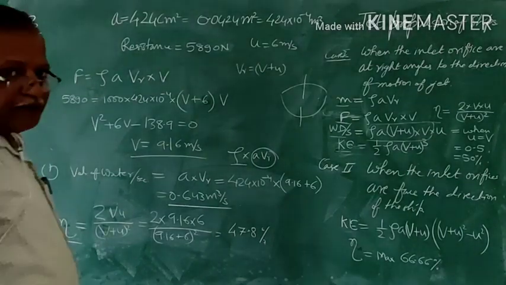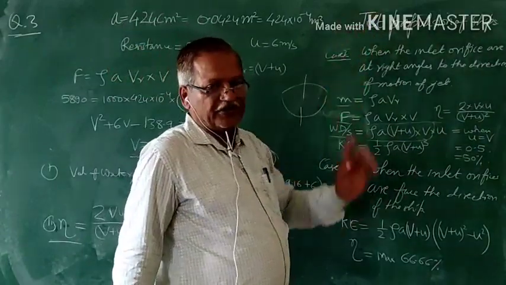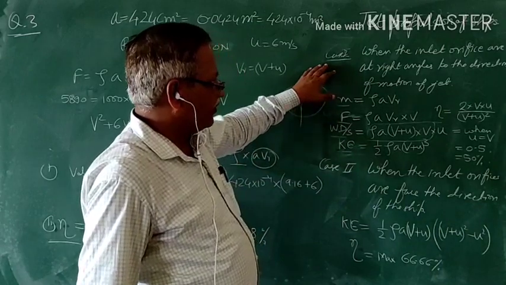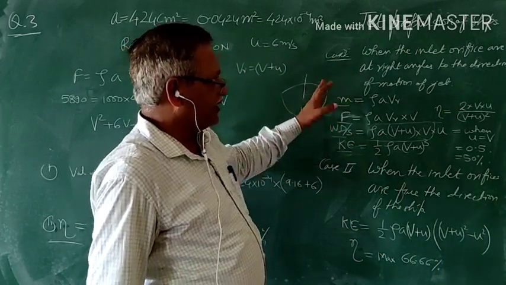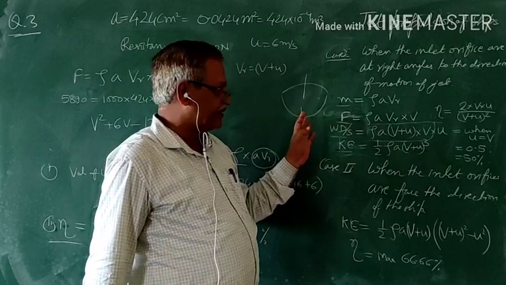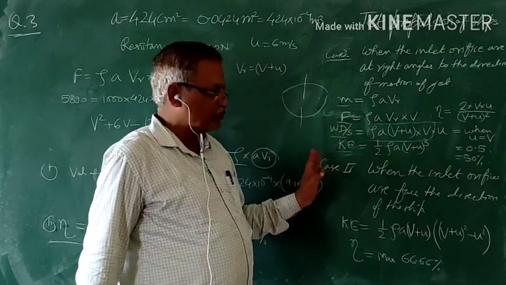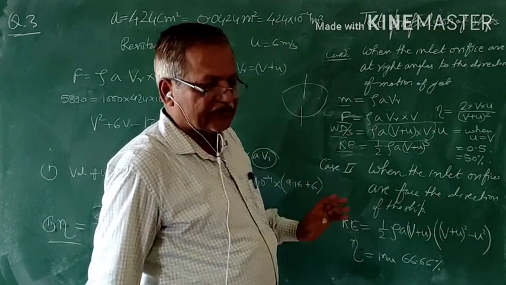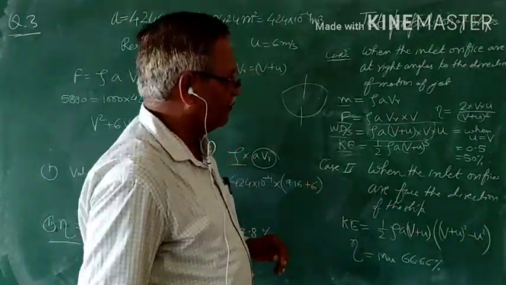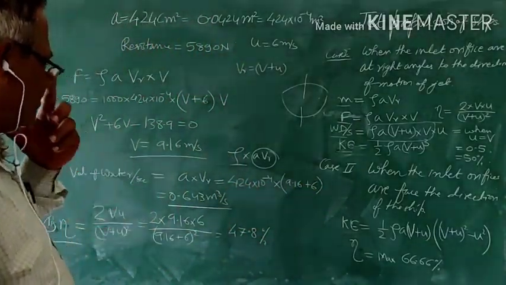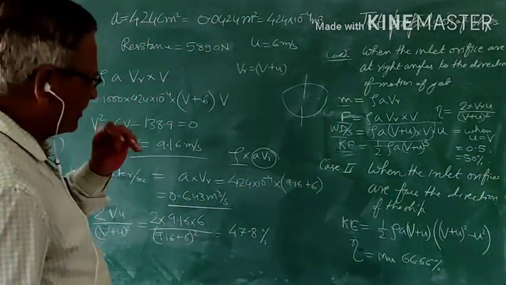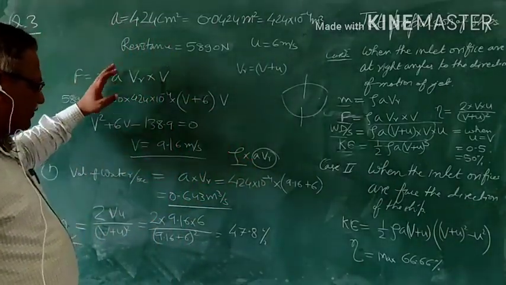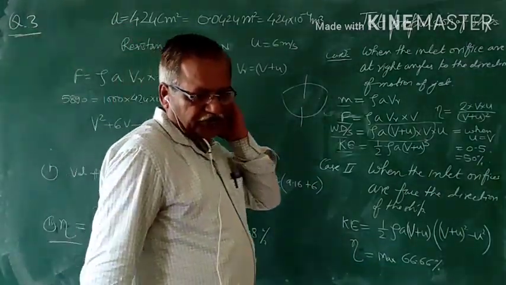So this completes the jet propulsion of ships. In jet propulsion, we have considered two cases: case 1, when the water is inlet at right angles to the direction of motion of the ship, and case 2, when the water is entering from the front, that is in the direction of motion of the ship. In this case we have derived the formulas, calculated the maximum possible efficiency, and then solved three numericals.